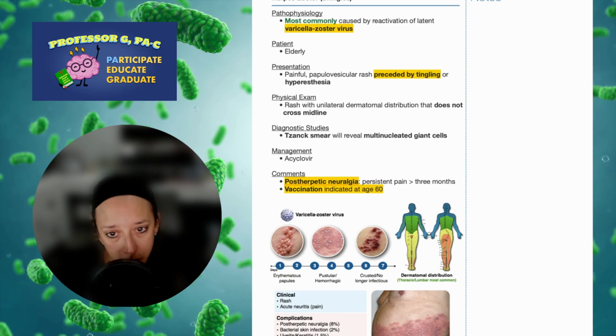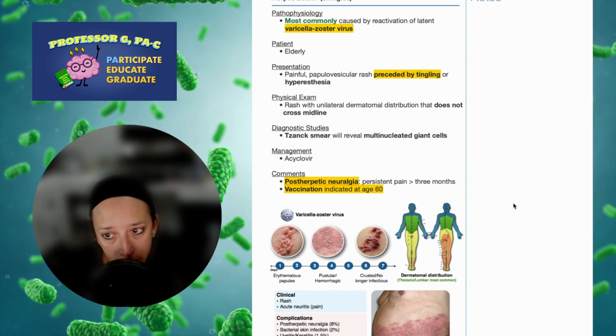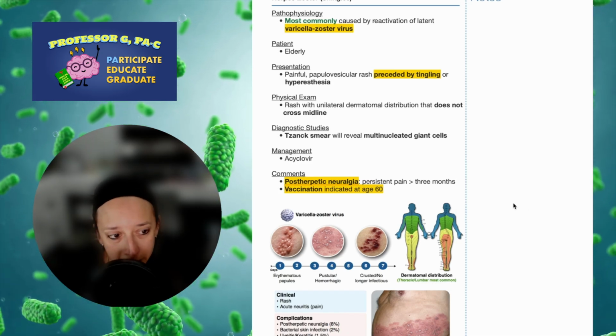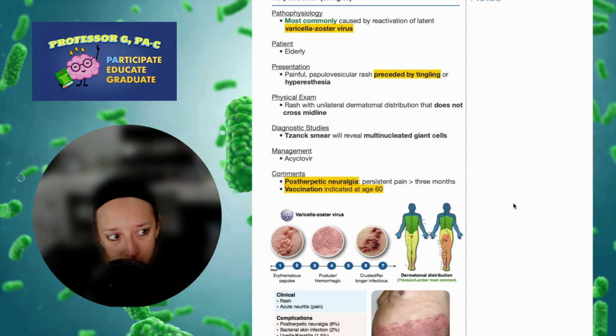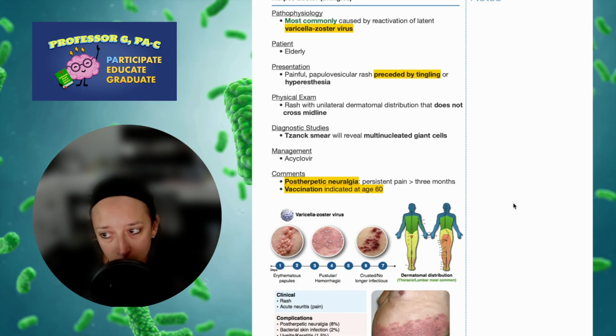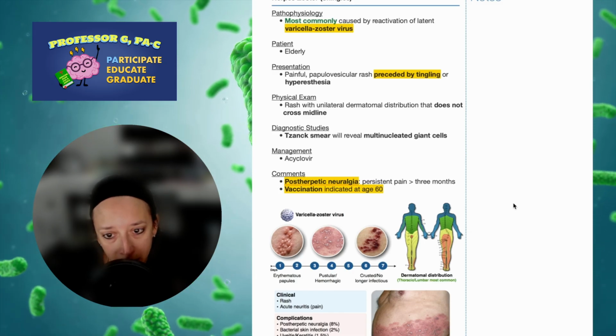Now, as far as herpes zoster, chickenpox lays dormant on a nerve and comes to life later on, comes out of hibernation. They get this painful vesicular rash that's usually limited to one single dermatome, and it's usually preceded by a burning or tingling in that area.